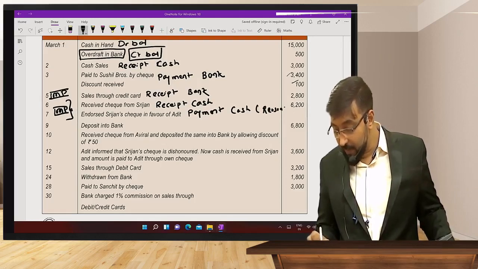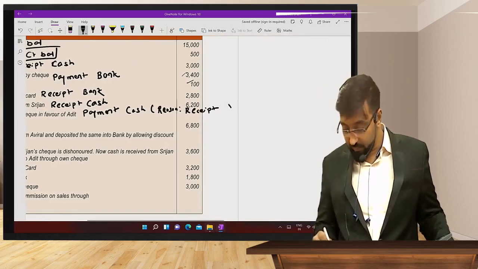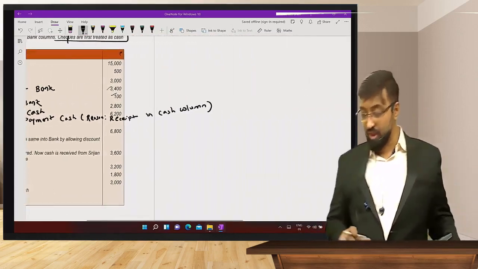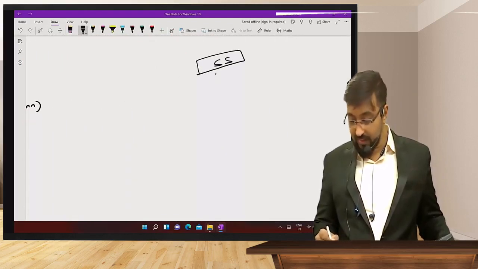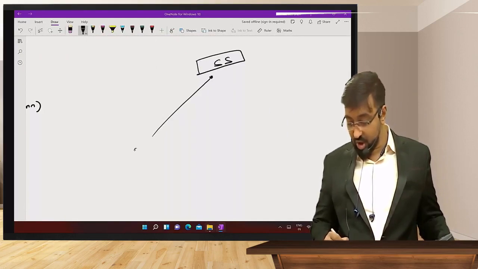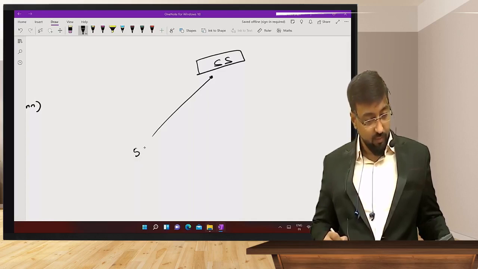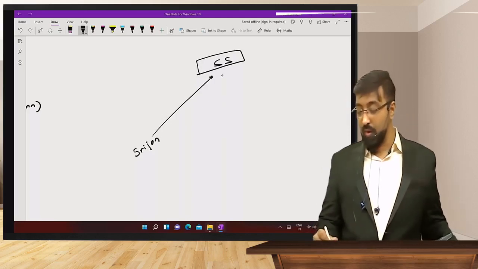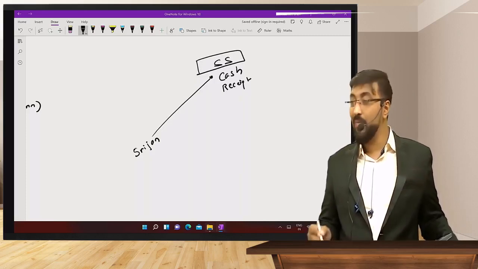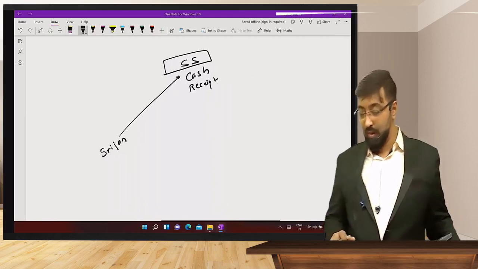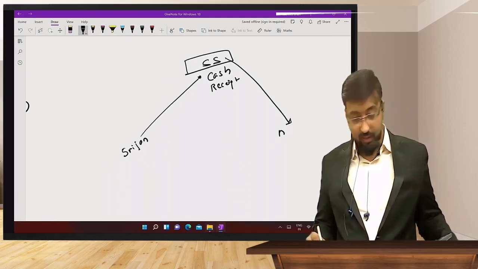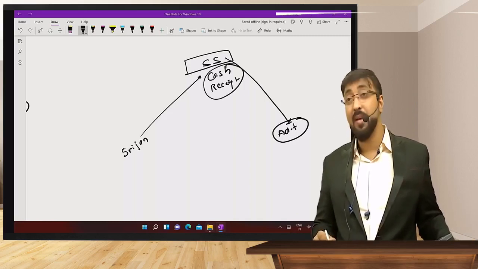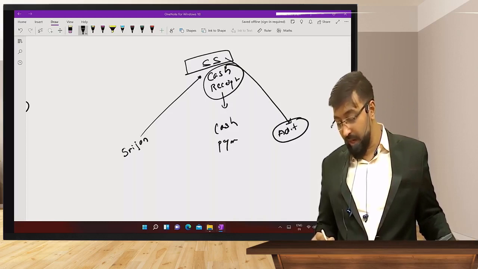Why? Reason? Receipt in cash column. You got the reason? Now what is the transaction? Very simple. Here is SS. I am receiving a check from Srijan. So I will pass the entry. It's a cash receipt. Though I am getting a check, I will pass it through cash, and I issued it to whom? Aditi. So Aditi, I am issuing a check, so it's my payment. But as cash receipts, I pass the entry. So payment is also cash payment.